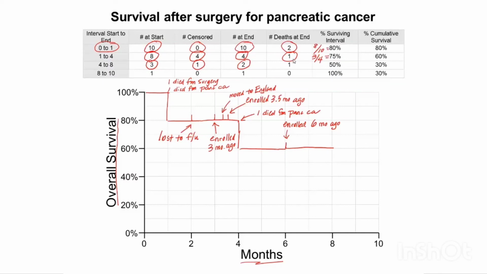And then 1 patient dies. The number of patients at risk is 2, and 1 died. So that's a survival for that interval of 50%. So we go from 60% down to 30%. And that patient died in a car accident.